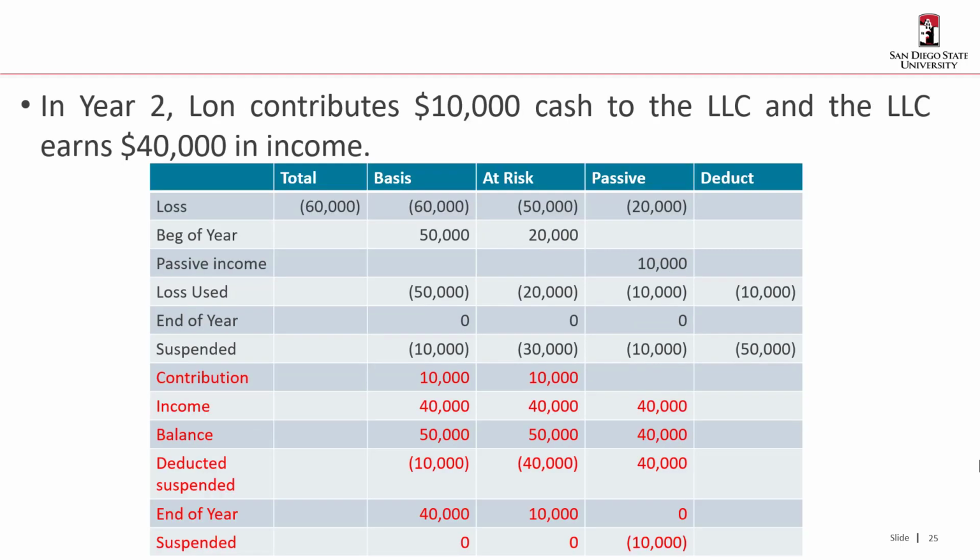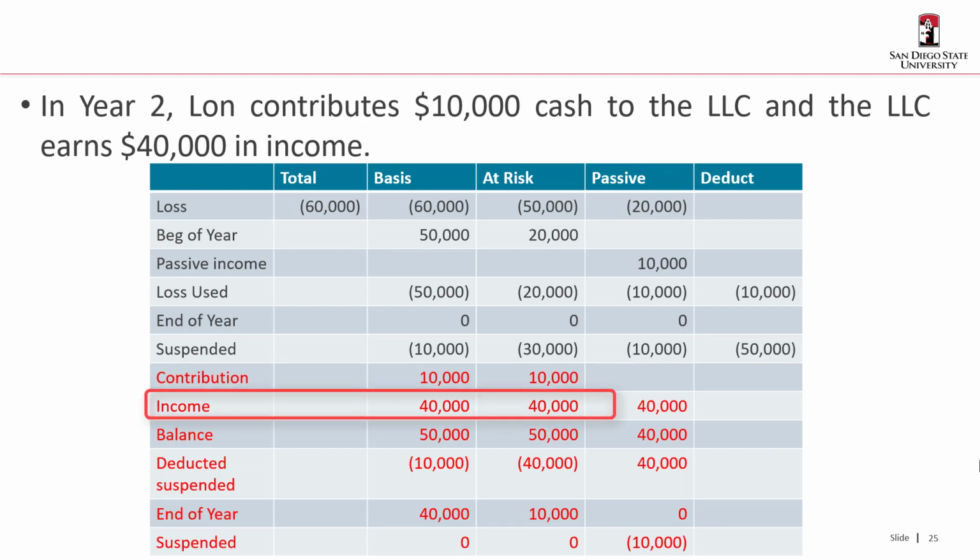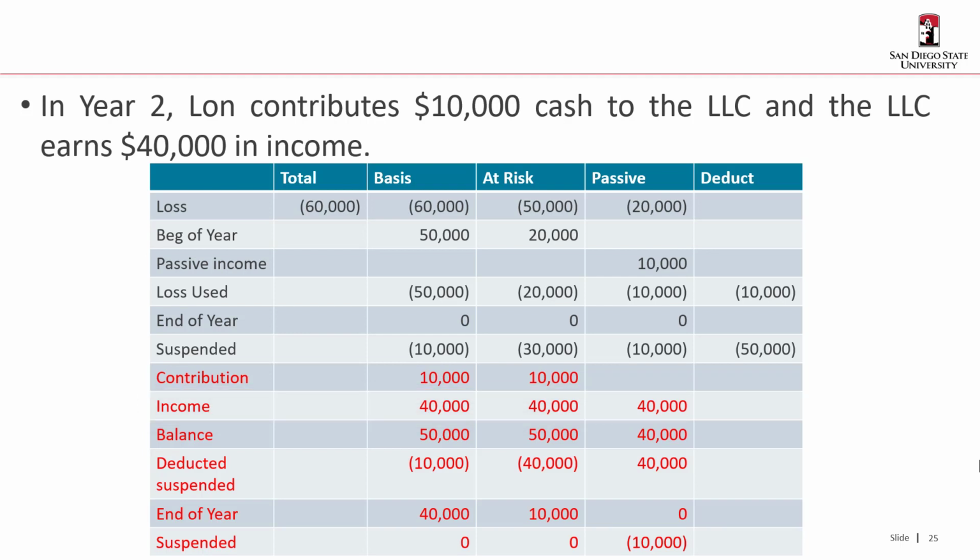If in year 2, Lon decides to contribute $10,000 of cash to the LLC, and the LLC earns $40,000 of income. Okay, so if we look at the chart at the bottom, what I've done is all the items in red reflect the changes as a result of what happens in year 2. So you can see that contribution increases his basis and it increases his at-risk amount. And just like losses serve to reduce basis and reduce at-risk, they also serve to increase basis and increase at-risk when it's income. So the $40,000 of income increases basis and at-risk jointly.